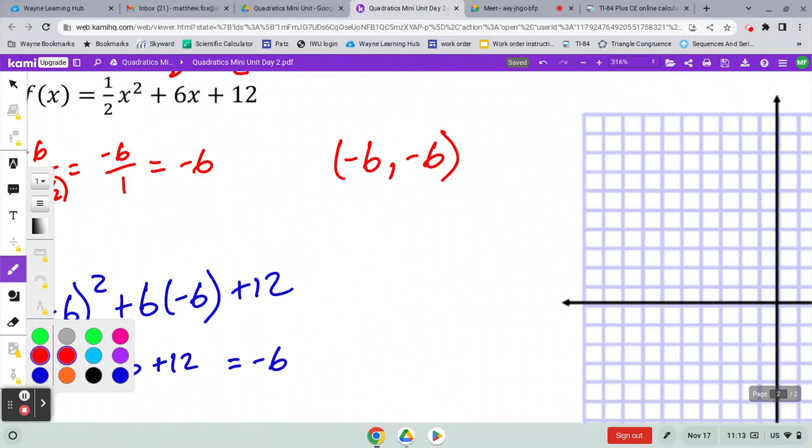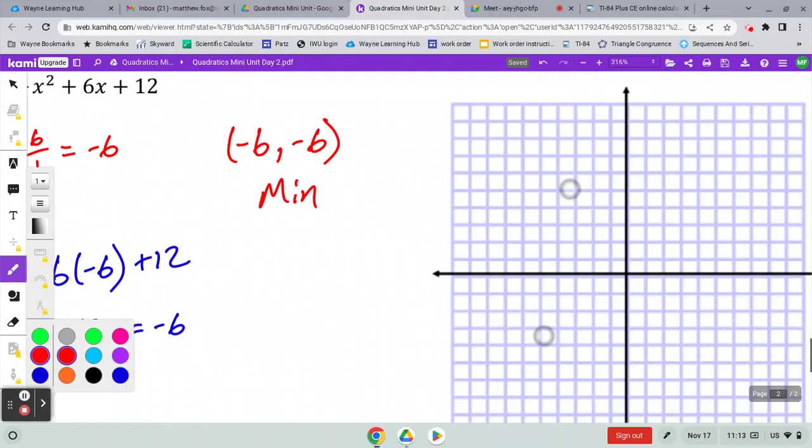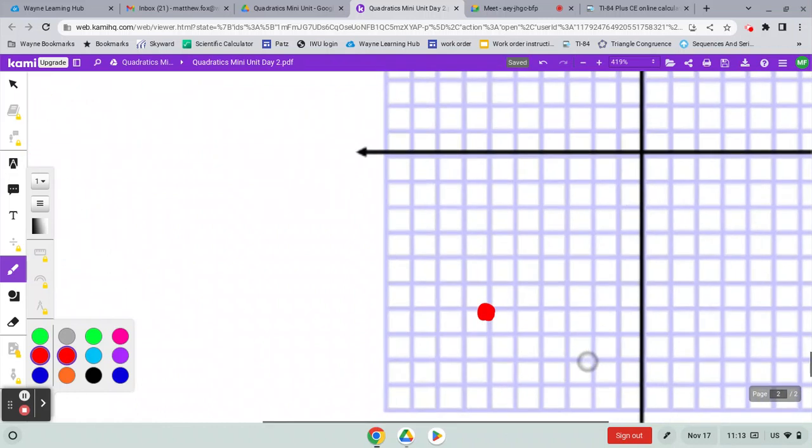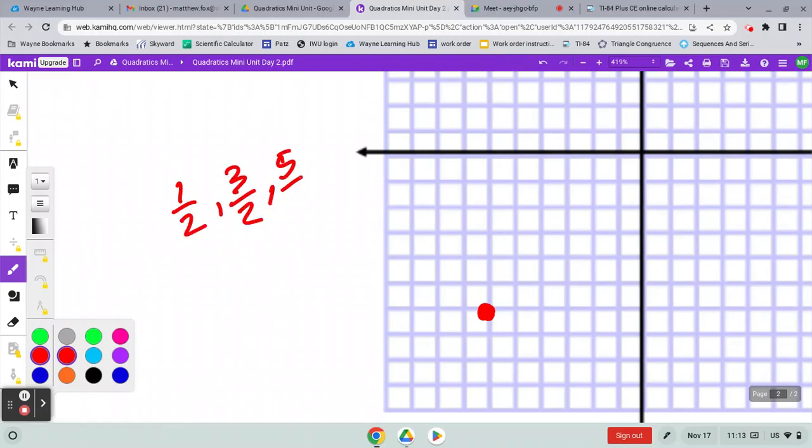Will that be a min or a max? Min, because a is positive. A is also 1/2, which means it's not the 1, 3, 5 rule. It's the 1/2 rule. So if you went up 1, up 3, up 5, yours is too steep. We've got to do 1/2, 3 halves, 5 halves, just like we did on the front.